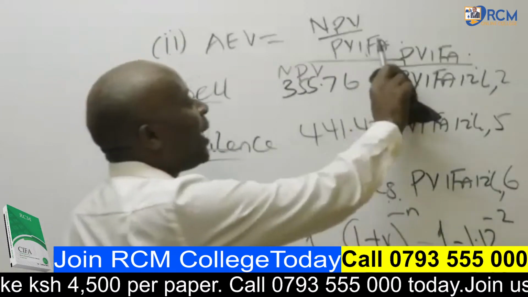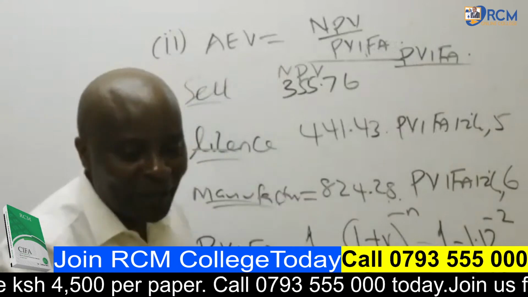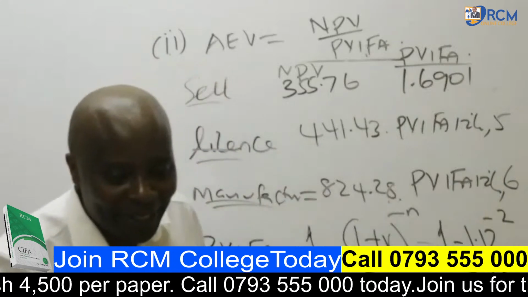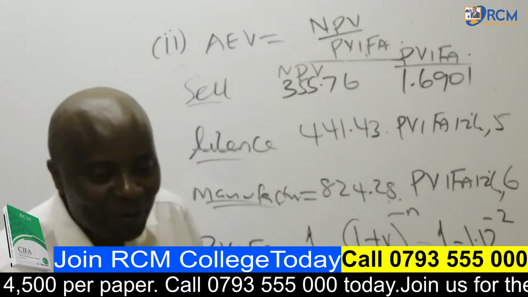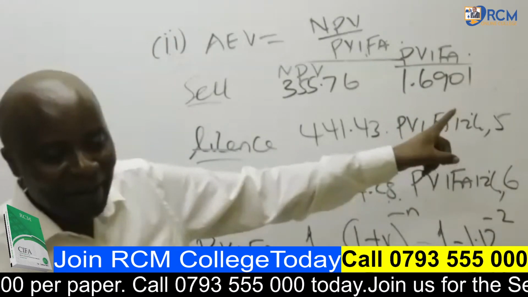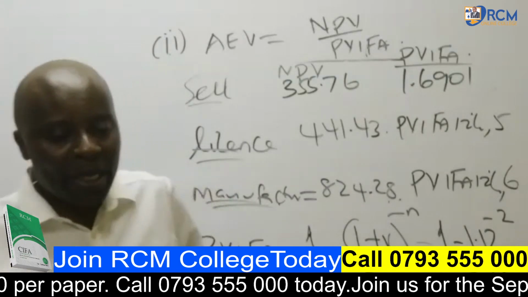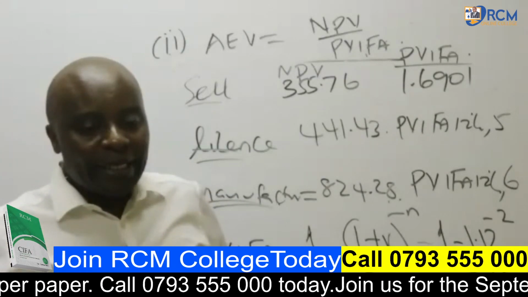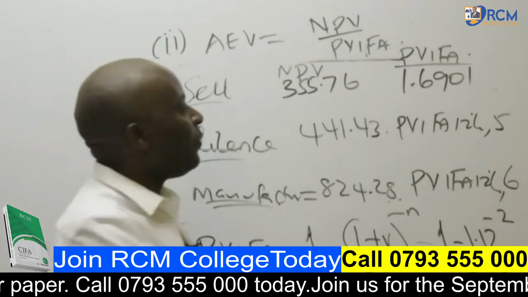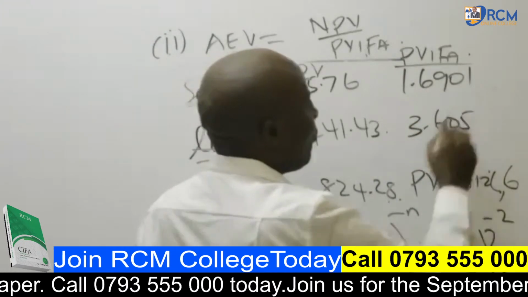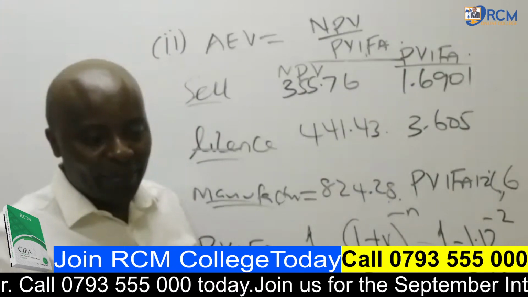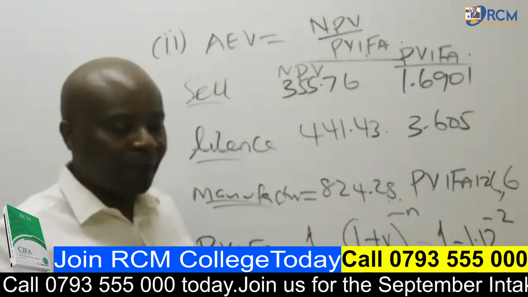So wameniambia hapa inakuja ngapi somebody hapa? Wameniambia ya kwanza ni 1.6901. So I hope all of us have been able to get this 1.6901. Zamzam amesema 3, sio umetoa 3 wapi? Oh, DJ Jesse anasema ni 3.605.